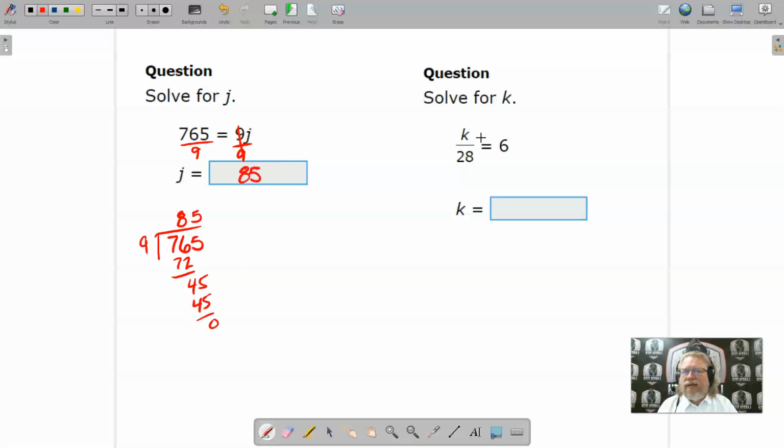And for my last question, the k is tied to the 28 through division. The opposite operation is multiplication. We're going to multiply by the very number we wish to get rid of, which is 28. And what we do to one side, that's right, we have to do to the other. So the 28s are going to cancel each other out, leaving us with just k.